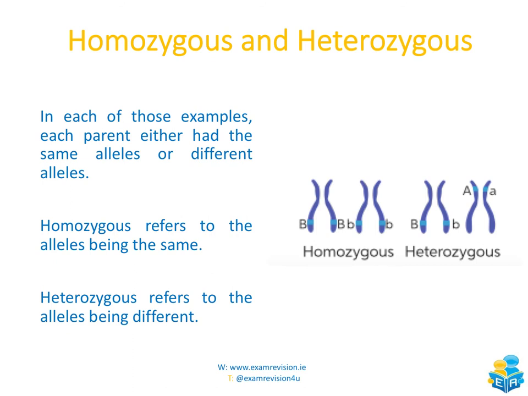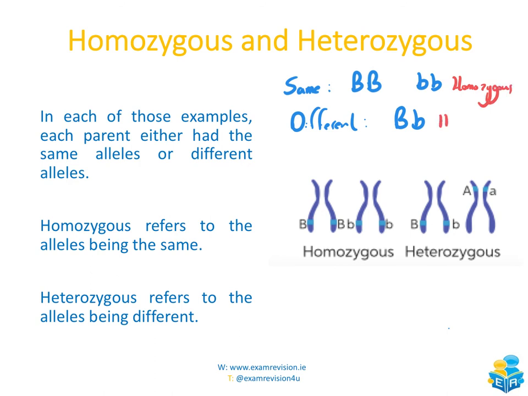Now, at this point, we're going to introduce two more keywords. We're going to introduce the idea of homozygous and heterozygous. So in each of those examples, each parent either had the same alleles or they had different alleles. Now, for same alleles, the examples we would have seen for that was two capital B's or two small b's. We have the same alleles, two identical copies. But for different, we would have had a capital B and a small b. So rather than use the word same and different, homo means same, we're going to use homozygous.